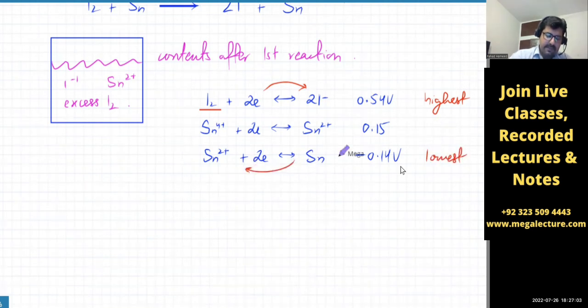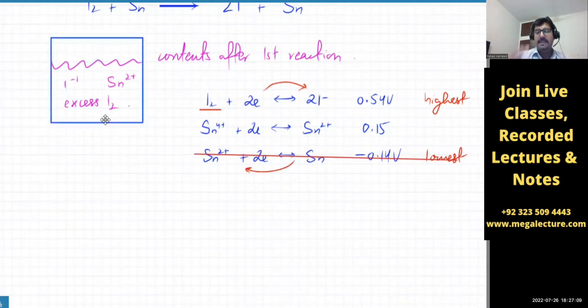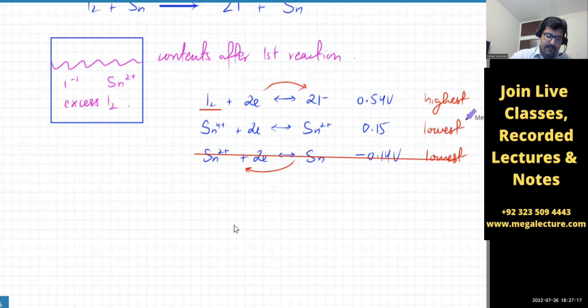But the thing is, I don't have Sn. So I'm going to cut that out. I no longer have Sn. So out of all of these, which one is the lowest now? This is this one. So that means the lowest loses electrons.